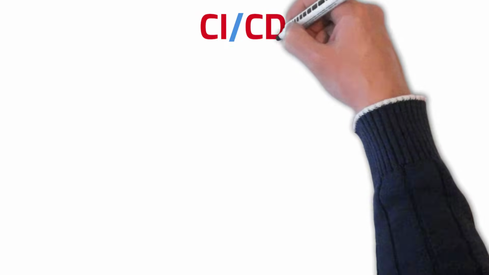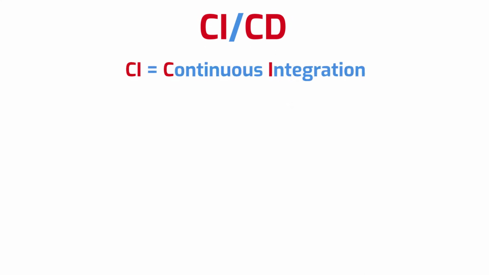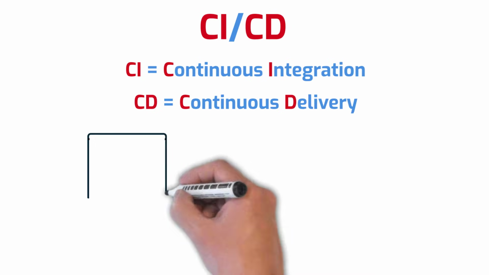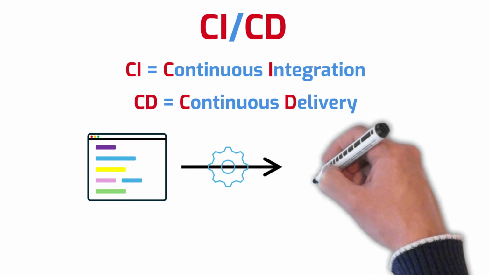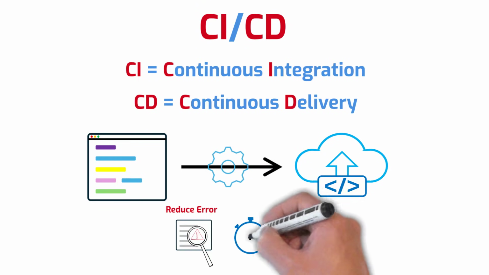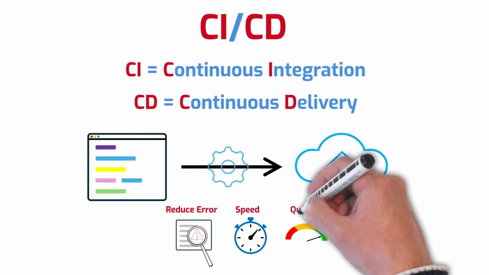You've probably heard of CI/CD, but what exactly is it? Let's break it down. CI/CD stands for Continuous Integration and Continuous Delivery, which is a set of practices that automate the journey from writing code to deploying it in production. The idea is to reduce human error, speed up delivery, and improve software quality through automation.